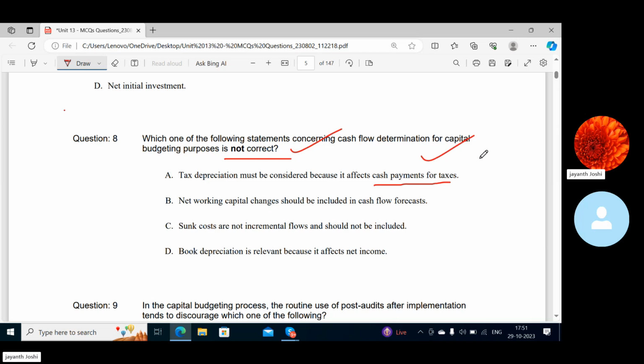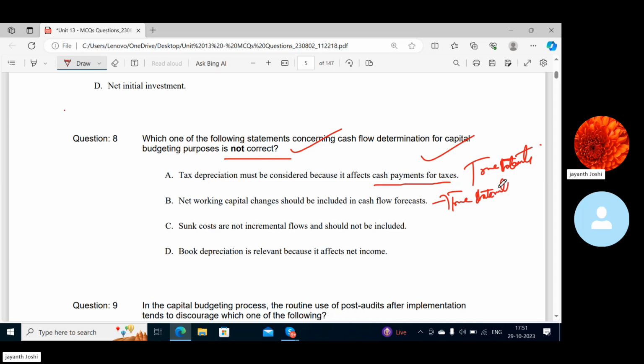See, tax depreciation can reduce your taxes, right? You pay less cash for taxes, and that is an important factor to be considered for capital budgeting process. Yes, this is a correct statement. Of course, this reduces taxes. Net working capital changes should be included in cash flow forecasts. It's a true statement.